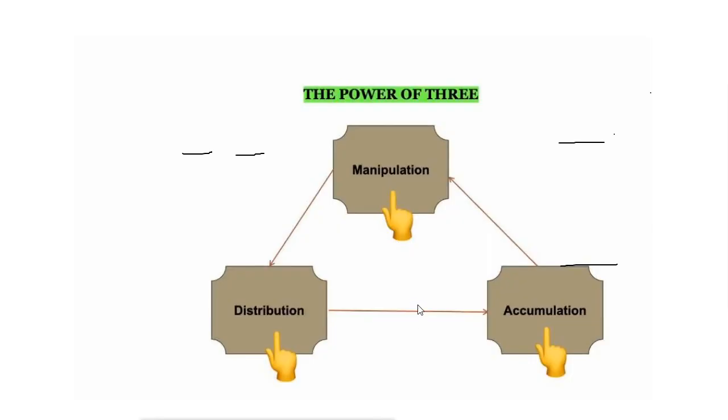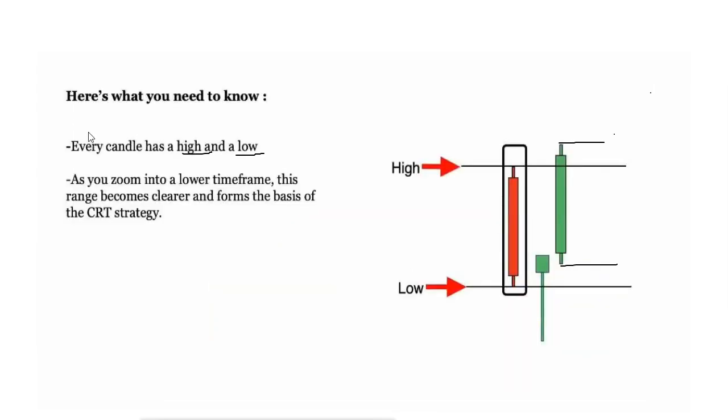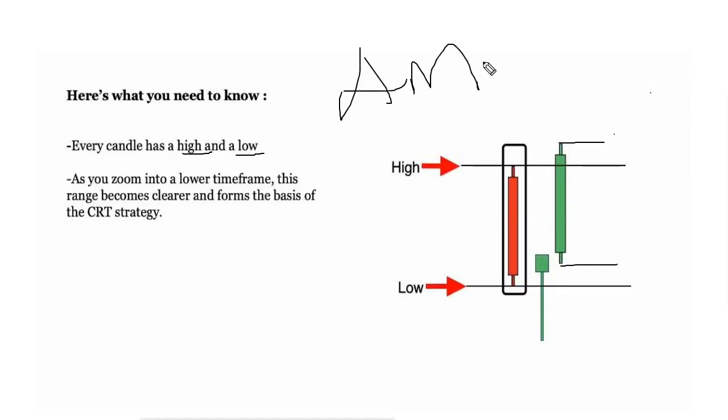So the power of three: we have the manipulation, the distribution, the accumulation. We have the power of three. It is manipulation, distribution, and accumulation. So one thing you need to understand. Now let me go back to the candle that I gave you, the CRT pattern. As a matter of fact, remember we have the power of three, which I said is AMD. This is your accumulation, this is your manipulation, and this is your distribution. We all know the power of three, but we don't know how to represent it. We don't know the psychology behind it. I'm going to be doing a deep dive on the CRT pattern and your power of three.